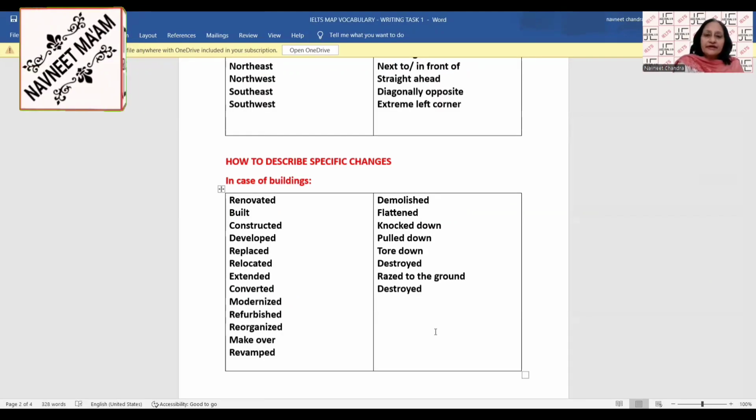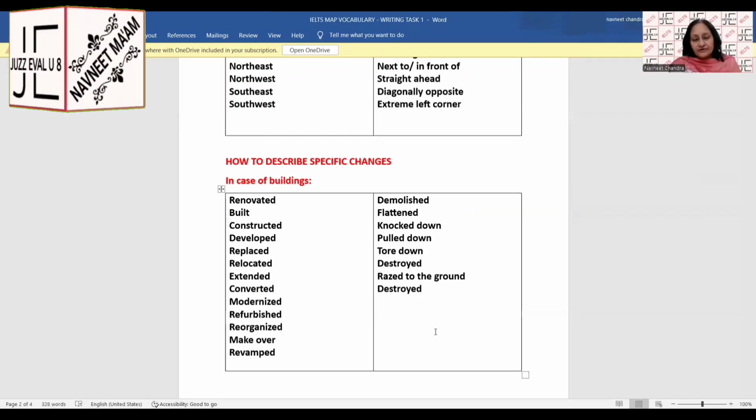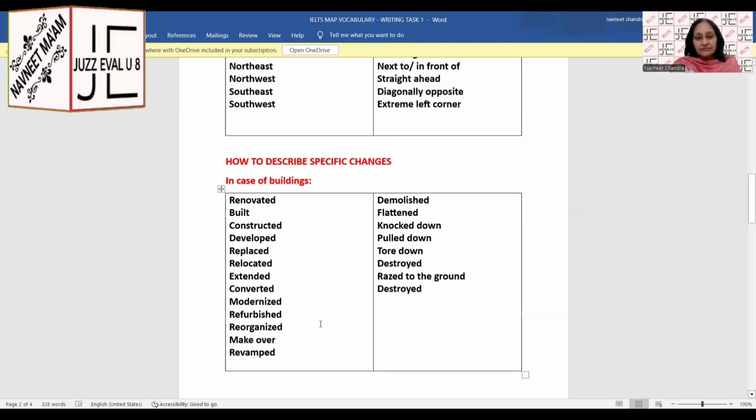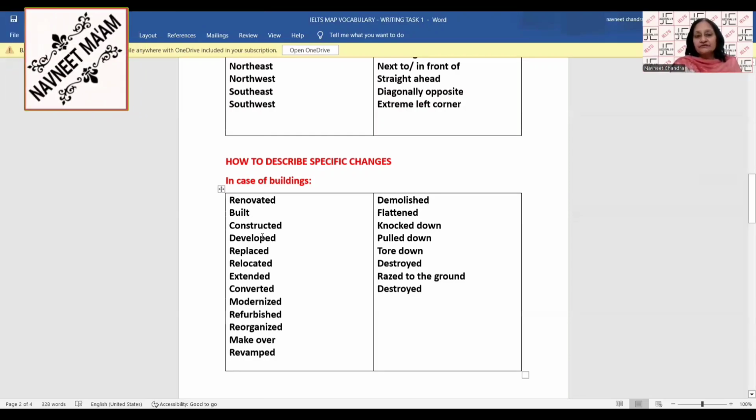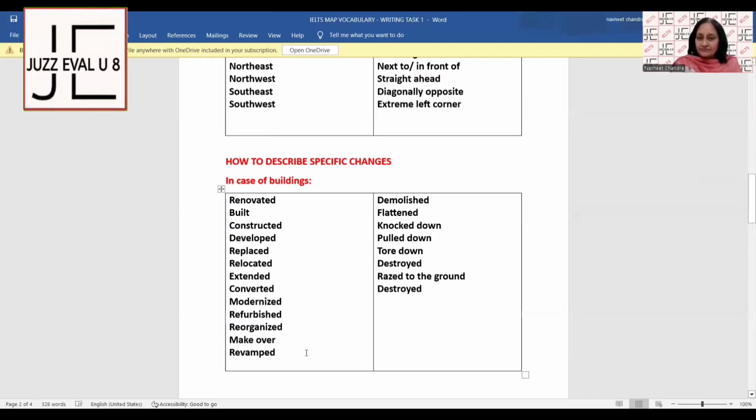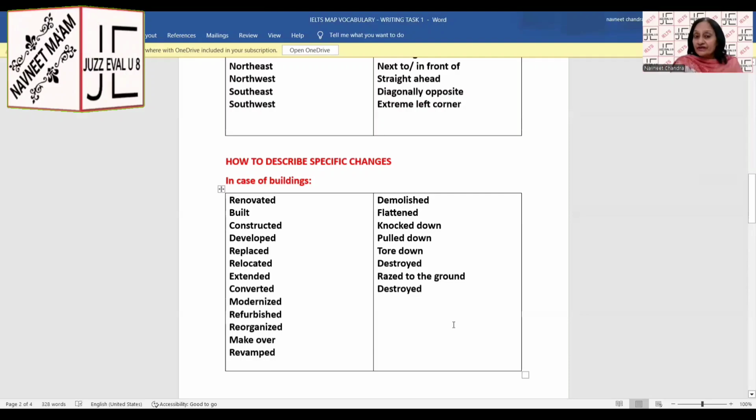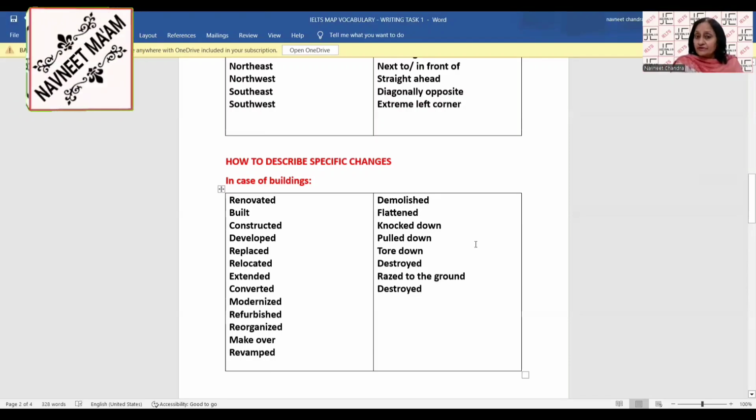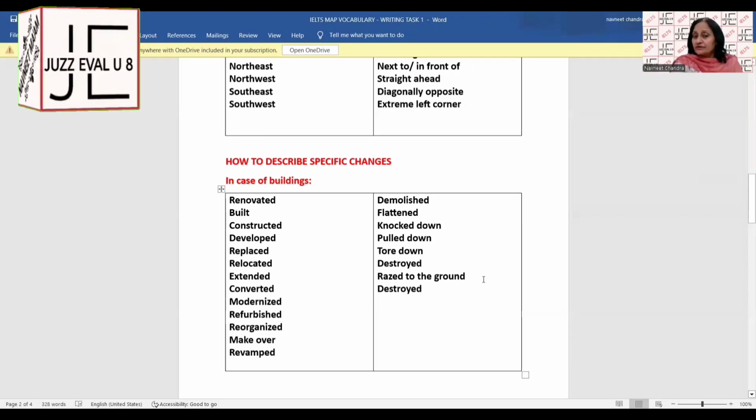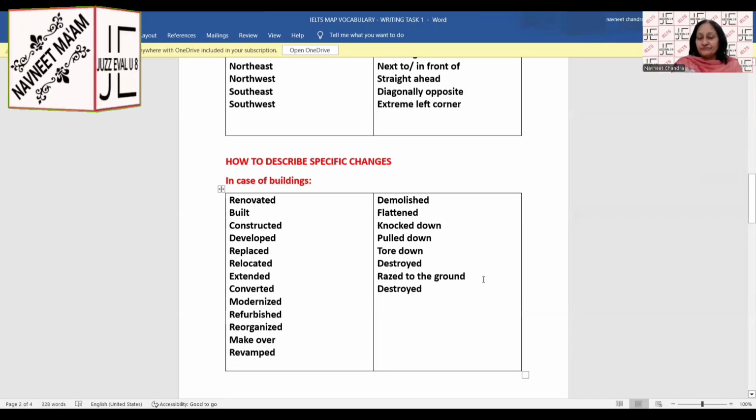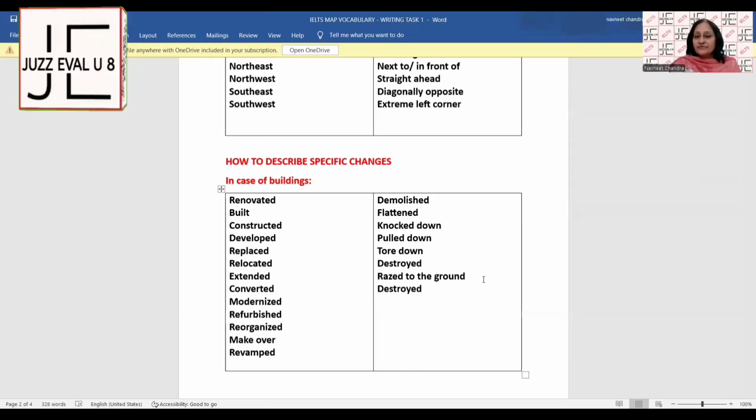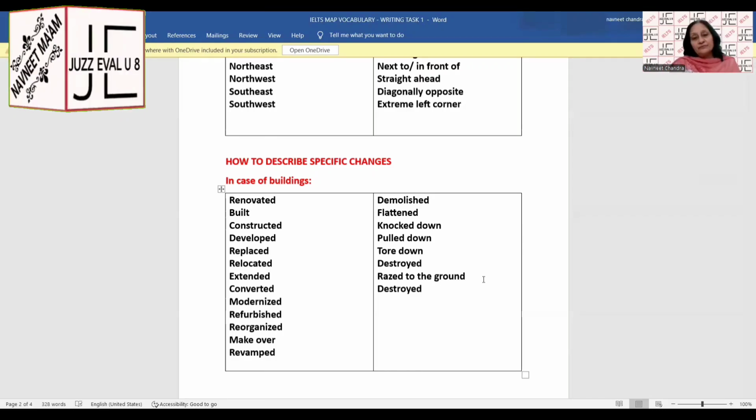So how do we describe specific changes? Supposing we're talking about buildings. So these are the words that can be used like renovated, constructed, relocated, all these. Reorganized, revamped. And if you've taken down the building, demolished, knocked down, pulled down, tore down, razed to the ground. So all these words can be used to describe buildings.